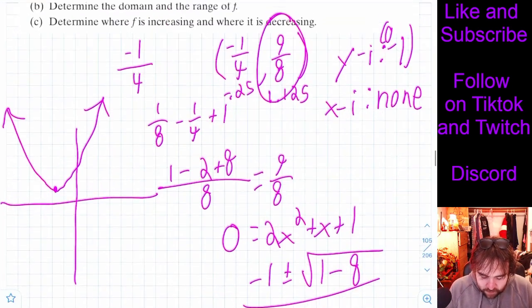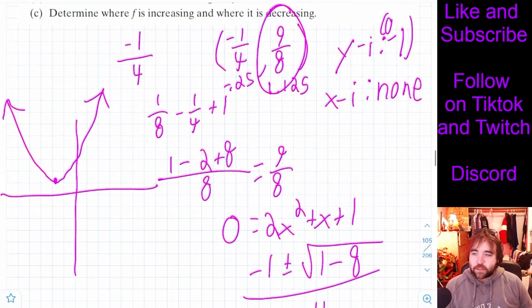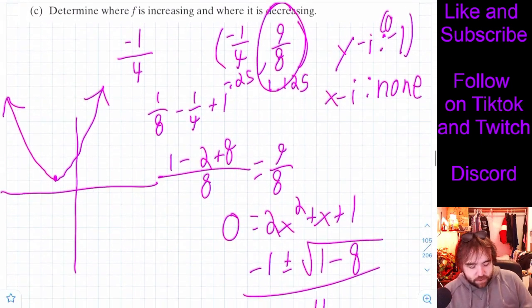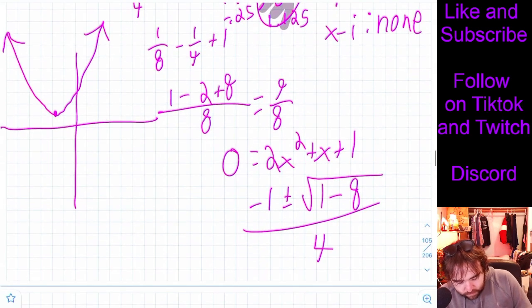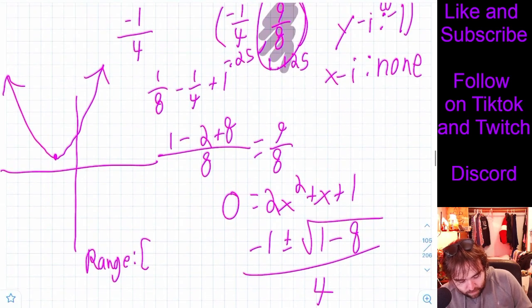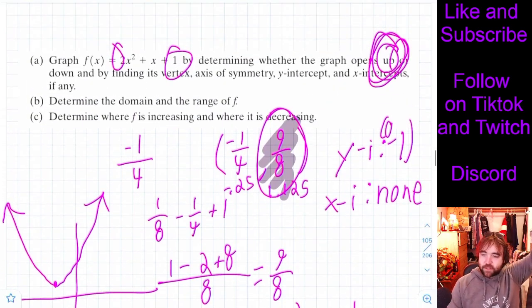So then they want the domain and the range. So the domain, again, always all real numbers. The range, just what's the lowest the y value goes to. So that's right here. So the range is going to be anything from 9/8 up to infinity. As it goes up, parabola opens up.